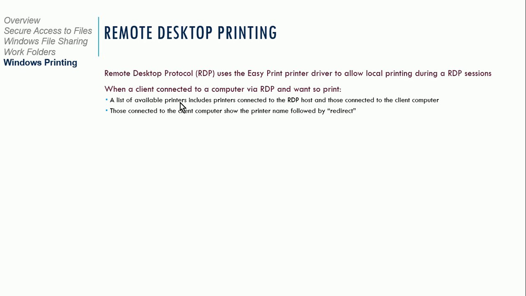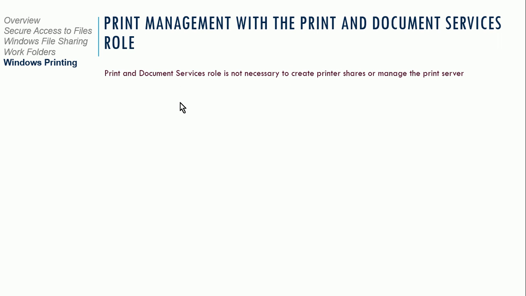So if you connect with RDP into a server, and let's say you open up Microsoft Word inside RDP, type a Word document, when you go to print it, you would see your local printer as an option instead of having to print to a server that's connected to the RDP server. So that's a nice feature.